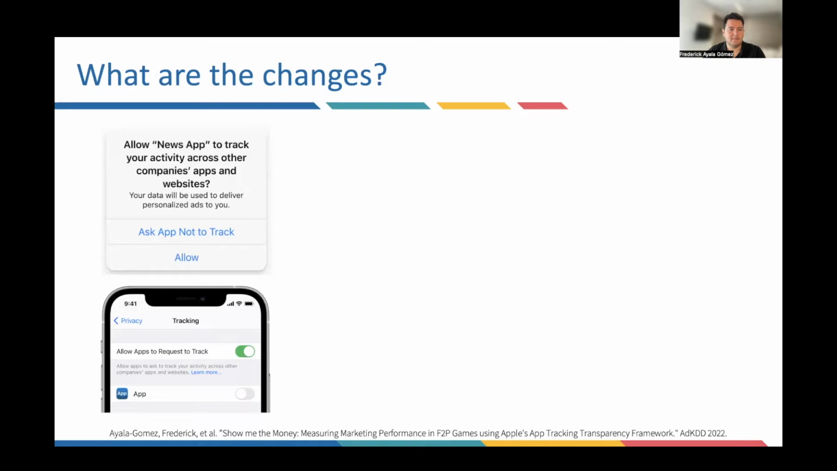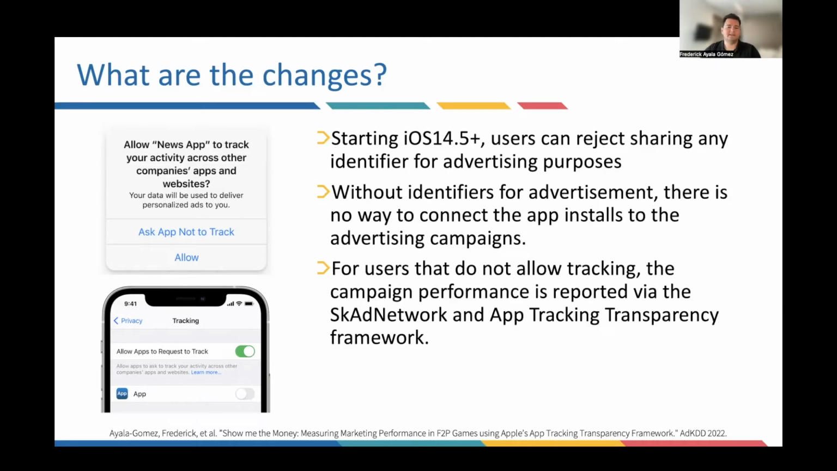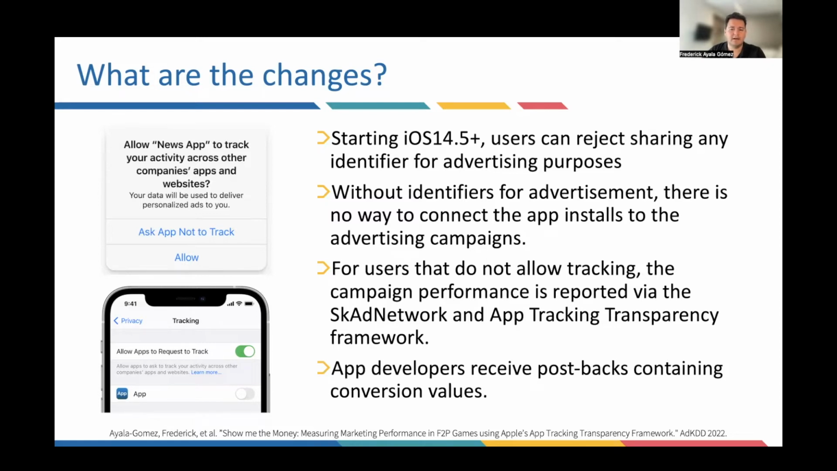What are the changes? Here you can see two images. On top is an example of a pop-up that shows to a user every time there is a new application installed on their phone. If the user allows the application to track them, then the identifier for advertising will be shared. If they don't, it won't be shared. This is part of the SKAdNetwork and the app tracking transparency framework. And for the users that do not allow tracking, Apple will send postbacks containing conversion values, and this will be the mechanism to track the performance of campaigns.